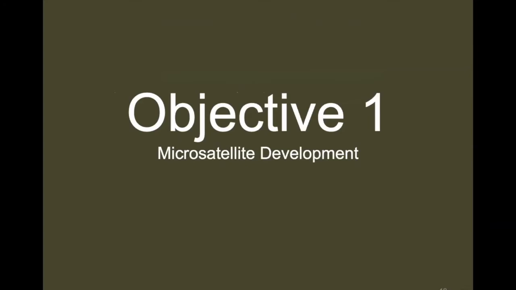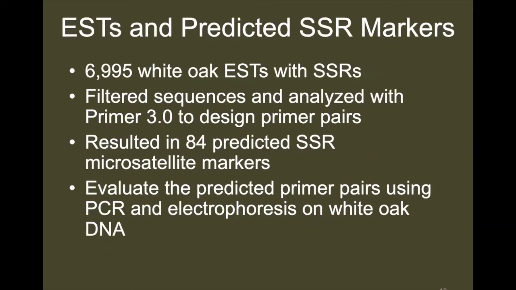So now we're going to talk specifically about objective 1, our microsatellite development objective. From John Carlson's lab, partnered with Hardwood Genomics, we had access to 6,995 expressed sequence tags associated with simple sequence repeats in the white oak genome. We used those ESTs, filtered those EST sequences, and analyzed them with Primer 3.0 to design primer pairs.